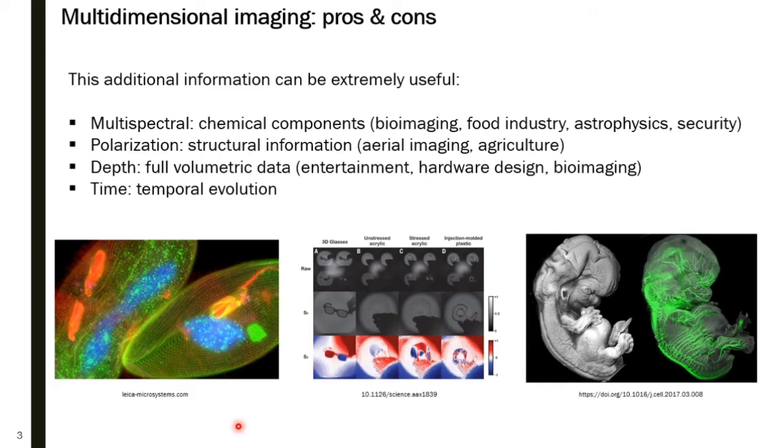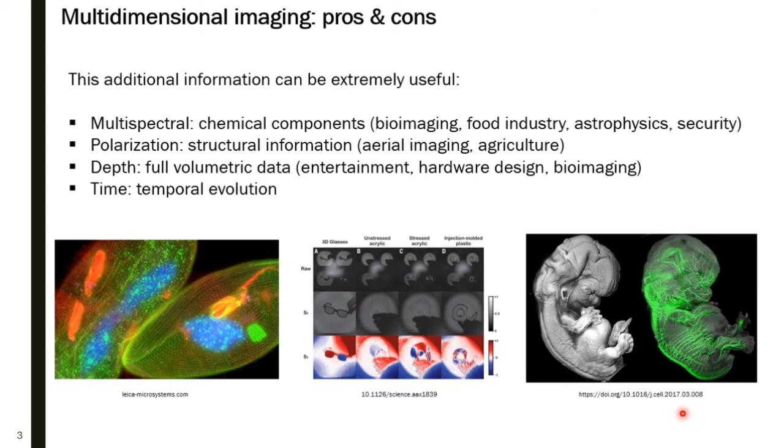For example, we know that multispectral information is related to the chemical components of the scene, so it's widely used in bioimaging. In the same way, polarization gives you structural information, so it can also be used in biomedical imaging, but also in detecting defects, for example, in transparent pieces. And of course, depth and time are widely used in vivo studies of full specimens.